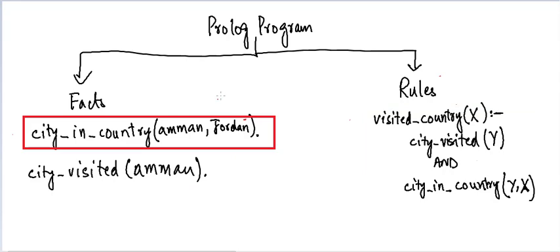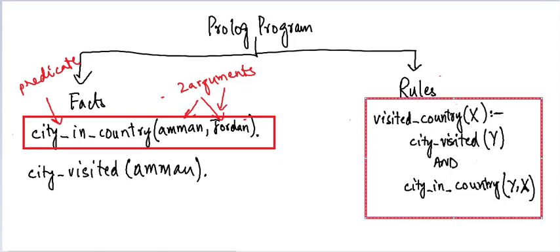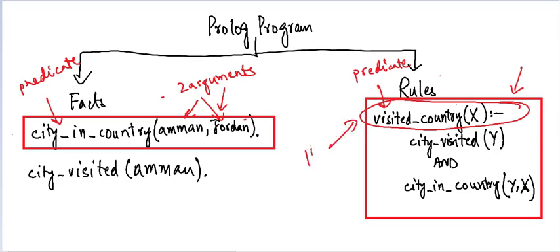Let's take a look at this clause, and this clause has two arguments. It has two arguments, and this part here is called the predicate. This is called the predicate. And now let's take a look at this clause, which has this predicate. And this clause can be thought of as having, this part is called the head, and this part is called the body of the clause. Okay.